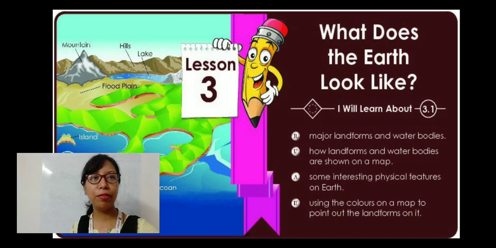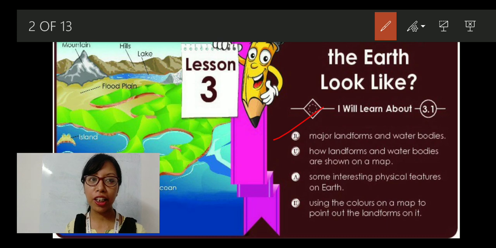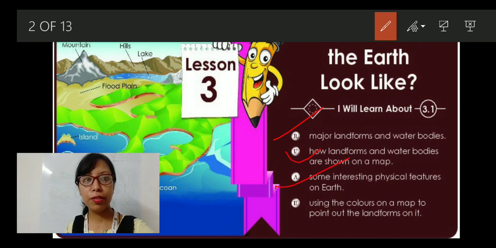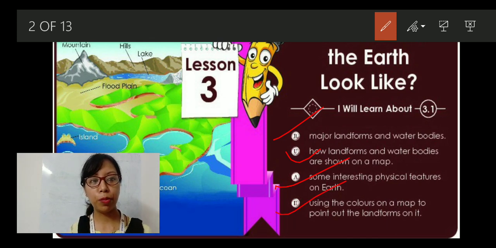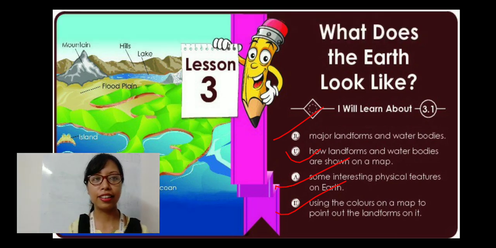So in this lesson we will be learning about major landforms and water bodies, how landforms and water bodies are shown on a map, some interesting physical features on Earth, and using the colors on a map to point out the landforms on it. So these are the topics that we will be discussing in the coming classes.